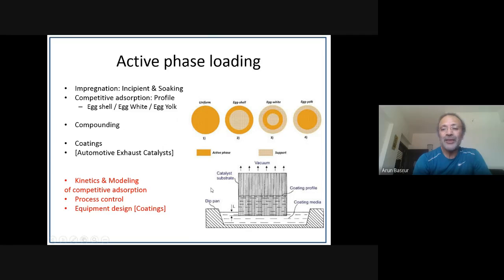So to do this, you need coating equipment, and it is very important to ensure that the coatings are very uniform, and that the active phase, here again the distribution of the active phase along the length of this channel, is important. So this calls for good or appropriate equipment and proper process control. The opportunities here for a chemical engineer are kinetics and modeling of competitive adsorption, process control and equipment design such as for coatings.